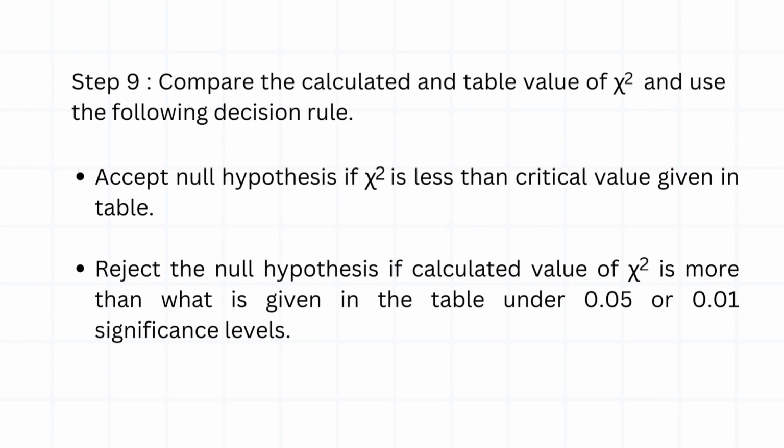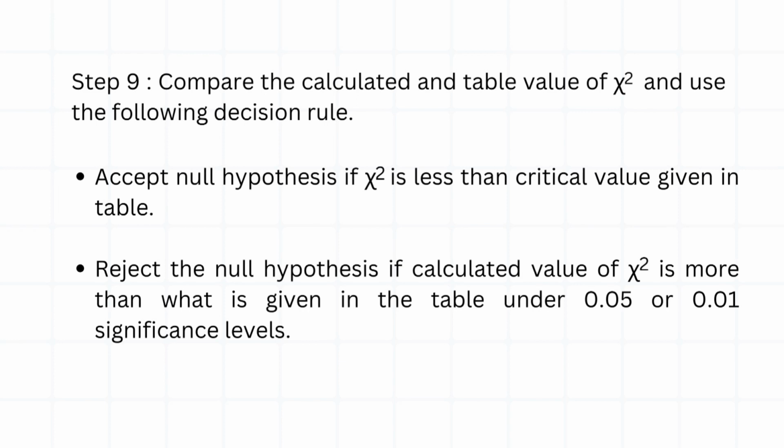Now, at the 9th step we have to compare the calculated and table value of chi square and use the following rule as I stated earlier. The rule is: accept the null hypothesis if chi square is less than the critical value given in the table, and reject the null hypothesis if the calculated value of chi square is more than what is given in the table under 0.05 or 0.01 significance levels.